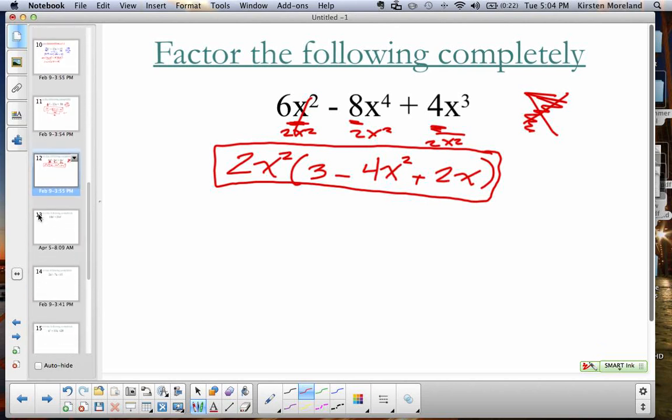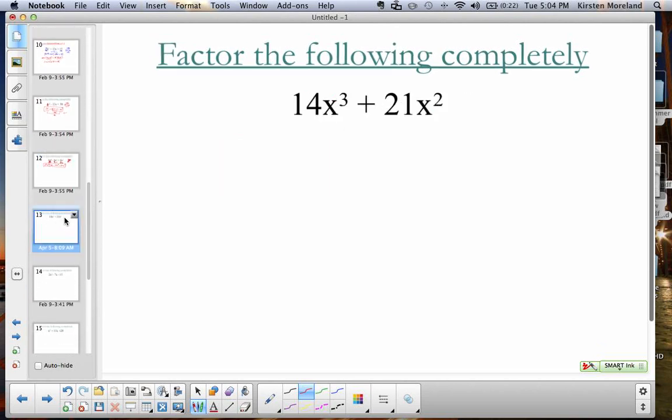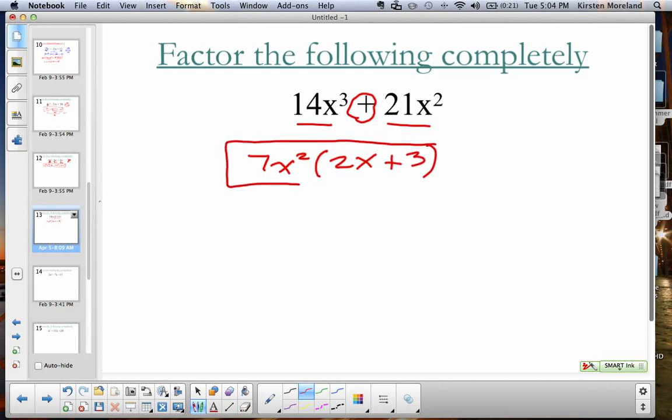All right, now moving on to another method. This one again, if you see 2 terms and a plus sign, you should not be thinking, oh, that's a difference of 2 squares, because it's always got to be a negative if it's a difference of 2 squares. So this one, all you can do again is factor out the greatest common factor. They have a 7 in common, and they have an x squared in common. So you're left with 2x plus 3, and that would be your final answer for this one. It's done.